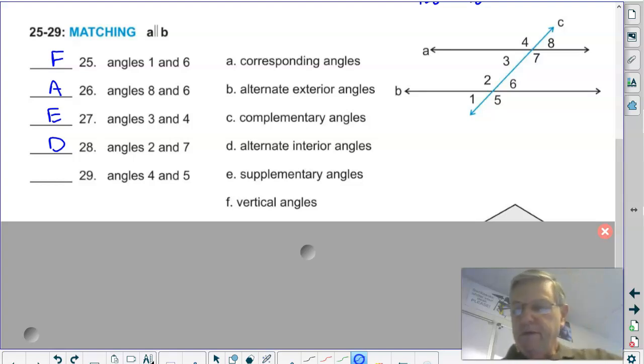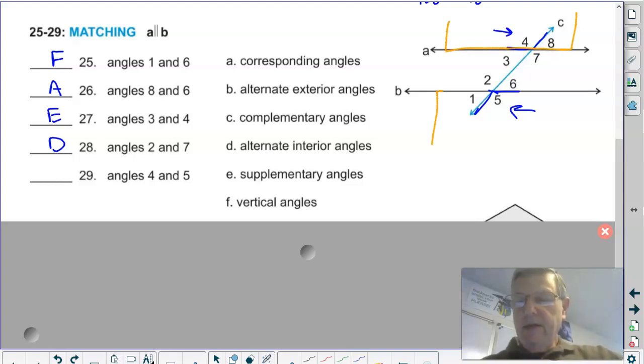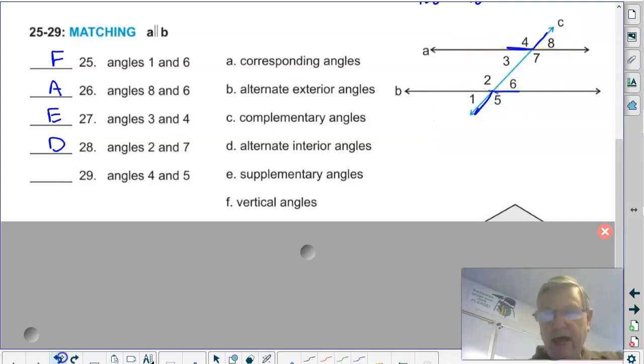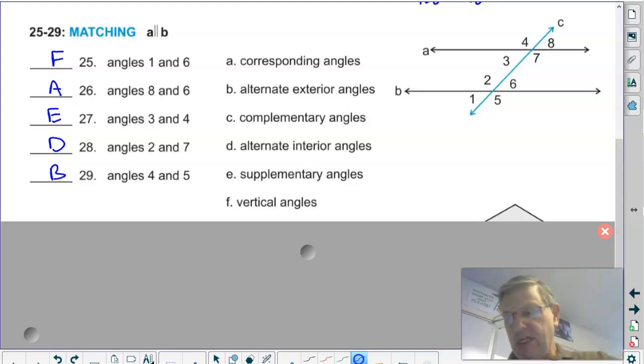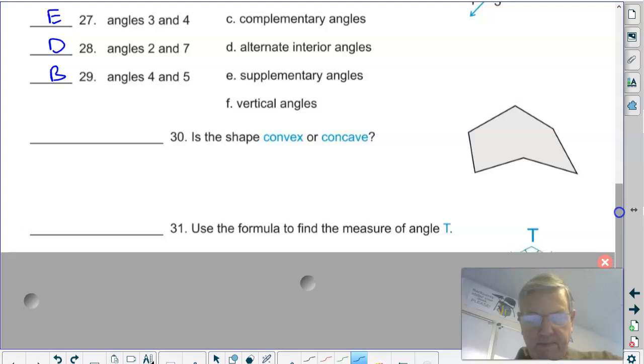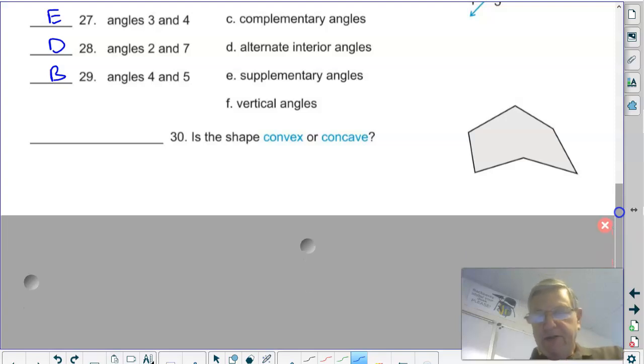And then we have angle 4 and angle 5. Again, one is on one side of the transversal, the blue line, and the other is on the other. This angle is on the outside of the parallel lines, and this angle is on the outside too, and that gives us alternate exterior angles. Alternate exterior, and that would be B. So FAE, DB.